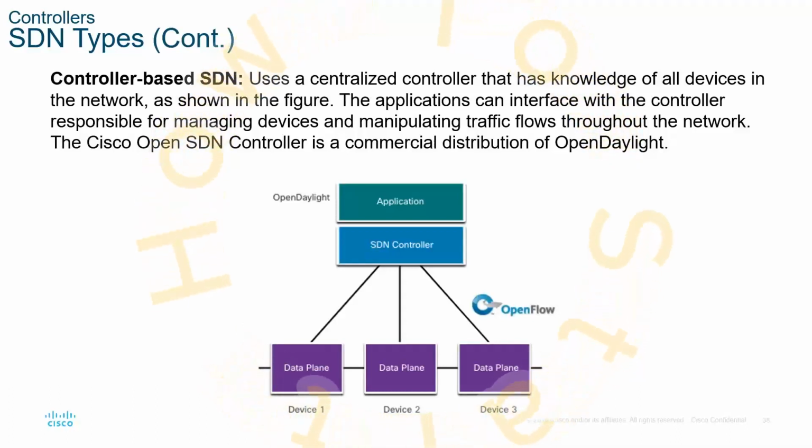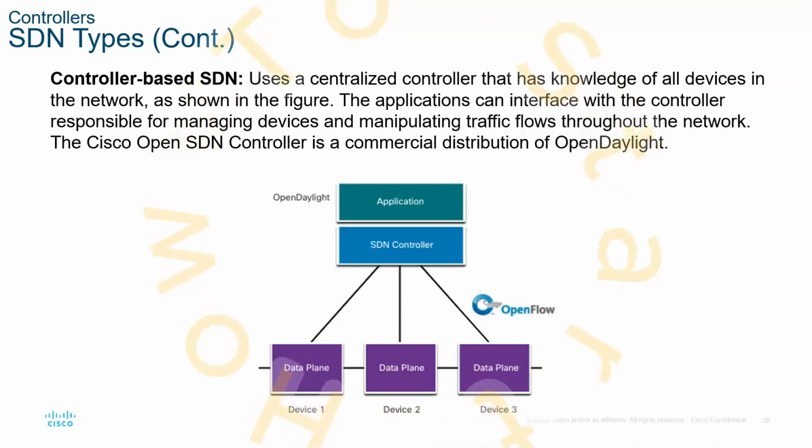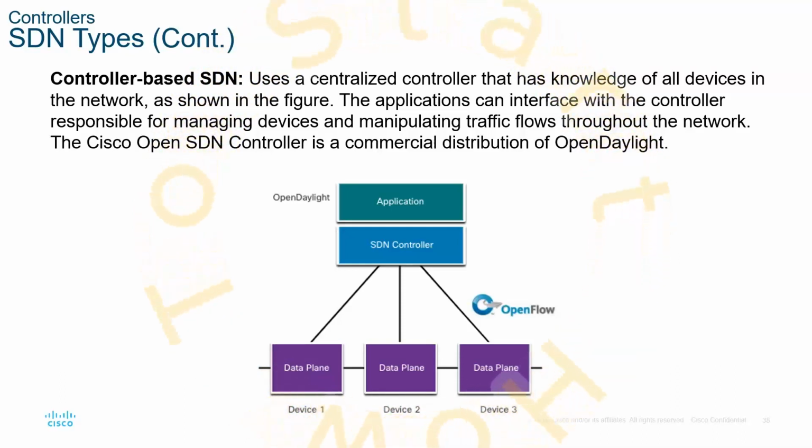With a controller-based SDN, we have the controller being the actual hardware function, and we have an application sitting on top of it. It will still use a centralized controller that has knowledge of all of the devices in the network as shown below. The application can interface with the controller, and it can be responsible for managing the device as well as manipulating traffic. For example, here we can be using the OpenSDN controller as a commercial distribution of the OpenDaylight controller.